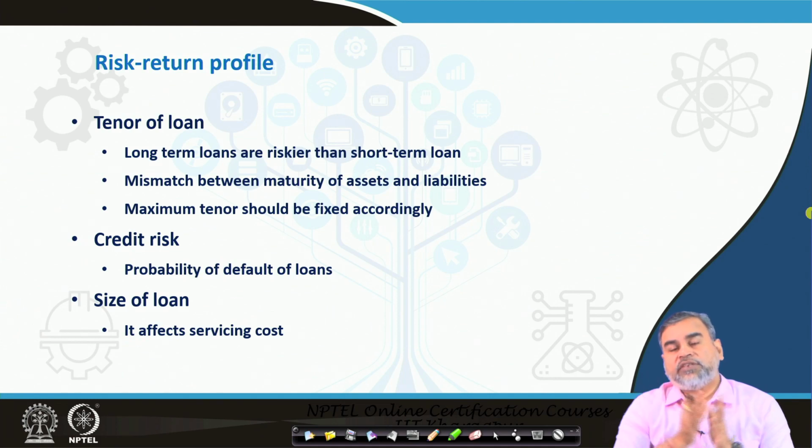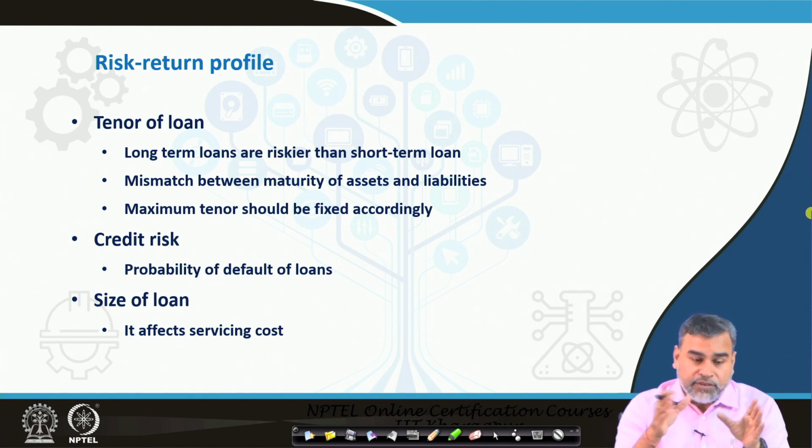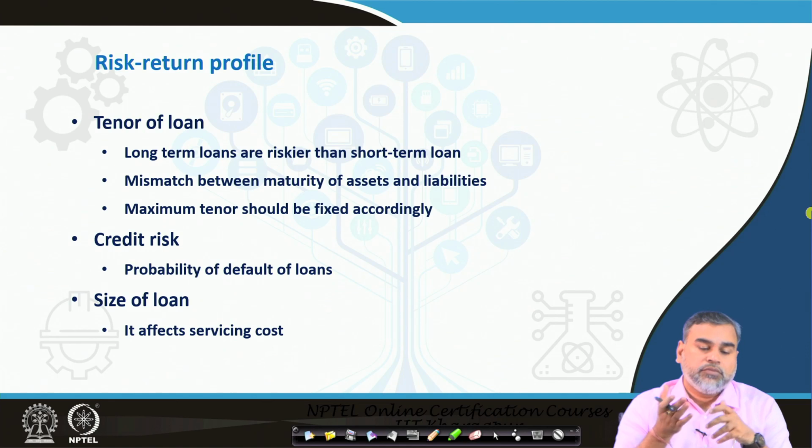How the maturity can be balanced between them is also something we have to look at whenever we do risk return profile analysis. On the basis of analyzing this mismatch between the maturity of assets and liabilities, the maximum tenure of the loan should be fixed. How much the maximum tenure of that particular loan is will be fixed accordingly.